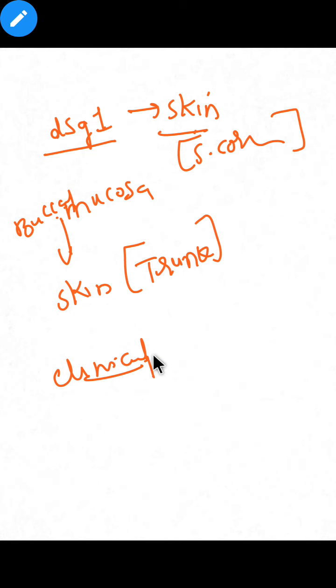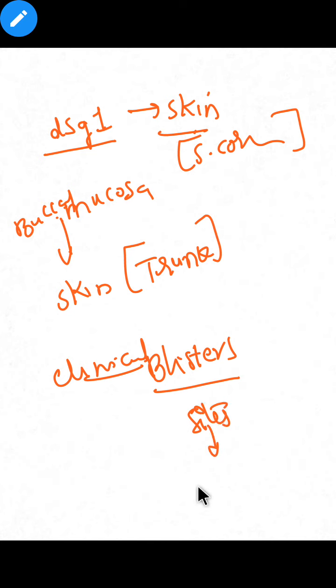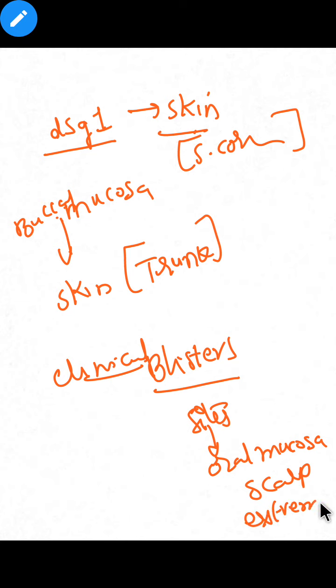Blisters will be formed. The sites being buccal mucosa, scalp, extremities, trunk, perianguinal. Okay, sites are oral mucosa or buccal mucosa, scalp, even extremities, and trunk, etc.